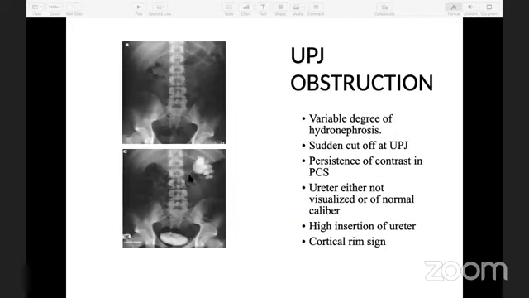UPJ obstruction has a characteristic cutoff at the UPJ with persistence of contrast in the pelvic system. The ureter is either not visualized or it is of normal caliber. There may be high insertion of the ureter. The degree of hydronephrosis may be variable, with cortical rim sign in cases of severe hydronephrosis.